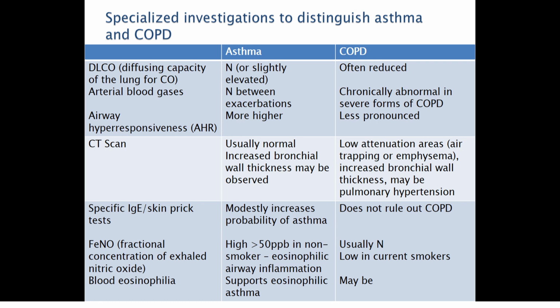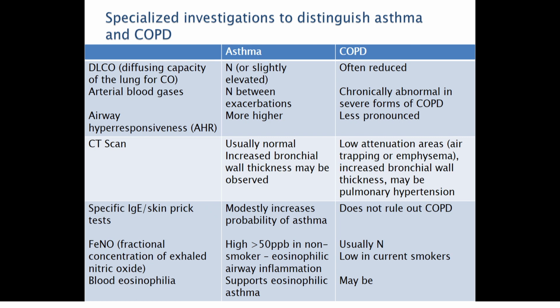We can use CT scan. X-ray is obligatory, but in some special situation which I listed before, we can use a more advanced method for imaging, which is CT scan. In case of asthma, it is usually normal, maybe increased bronchial wall thickening, not always. In case of COPD, low attenuation areas, air trapping or emphysema. Increased bronchial wall thickening may be a sign of pulmonary hypertension.